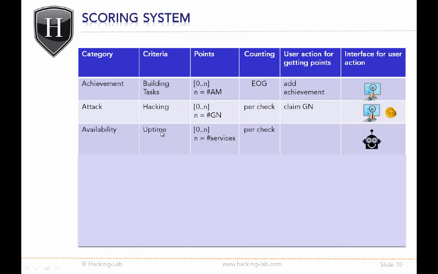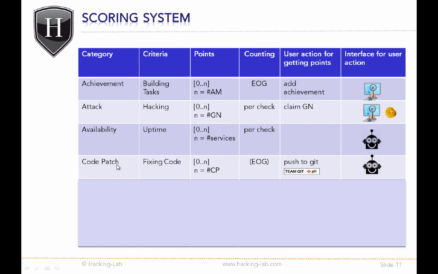The availability is an uptime check per service. So if you have five services on the same IP address, you get 5 points per service. It will be done per check, so every 60 seconds or every 2 minutes. We don't know it exactly right now. There's no need for the user to do anything. It is the robot that is doing the checks.